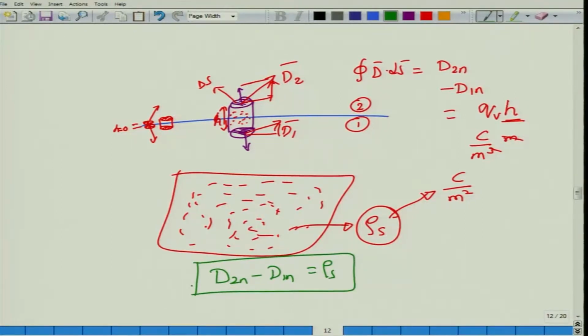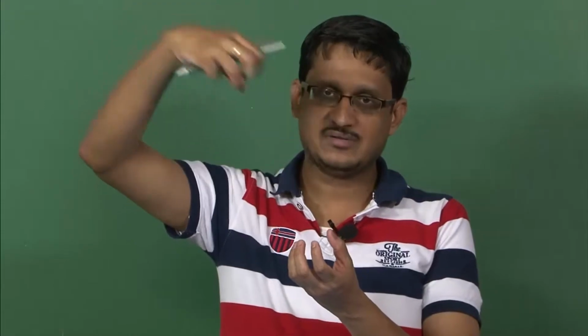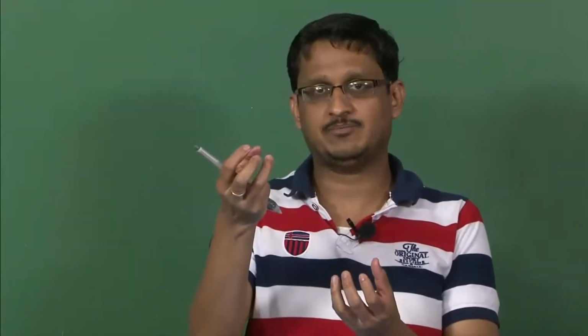This is intuitively kind of pleasing to us, because what does this mean? D2n is the flux density that is coming out of the second pillbox in the second region, and D1n is the flux density that is coming into it, right? Because there is a minus D1n sign that we have considered, D1n is incoming, D2n is coming out. The difference in these two flux densities must be equal to the flux that is contained within that volume, and that flux is nothing but the charge that is contained.